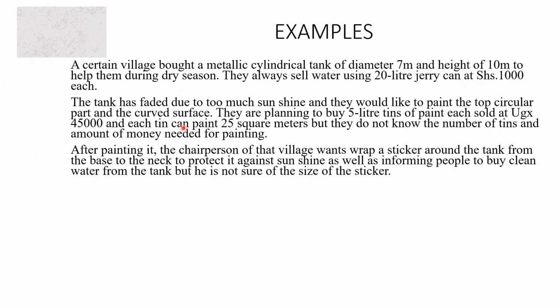The tank has faded due to too much sunshine, and they would like to paint the top circular part and the curved surface. They are planning to buy 5-liter tins of paint, each sold at 45,000 shillings, and each tin can paint 25 square meters, but they don't know the number of tins and amount of money needed for painting.